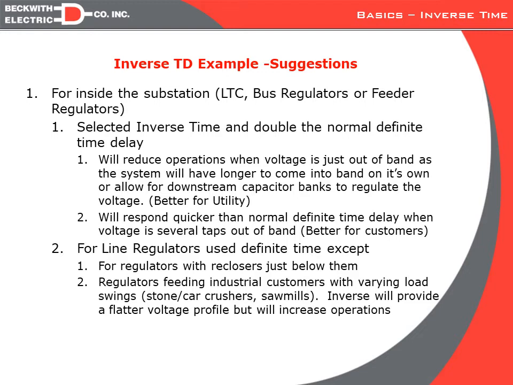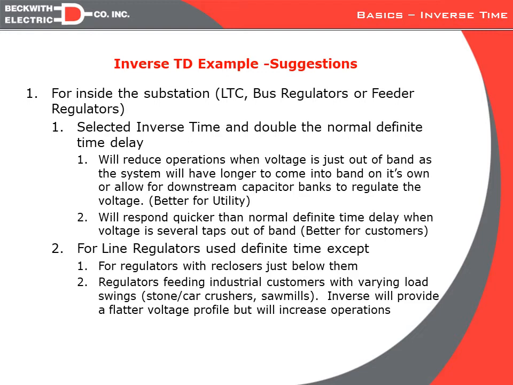So inside the fence, where your regulators or LTCs are going to be more expensive than downline regulating devices, we'd like to reduce the operations if possible, and one way of doing that is to go from a definite time to an inverse and just double whatever your definite time is, make it twice as large for the inverse.